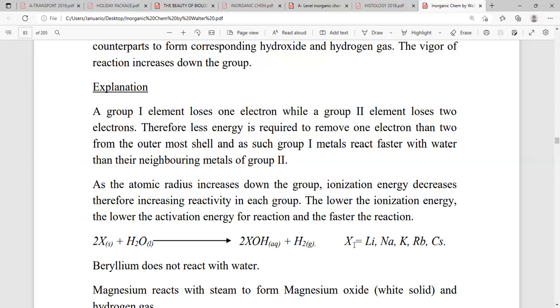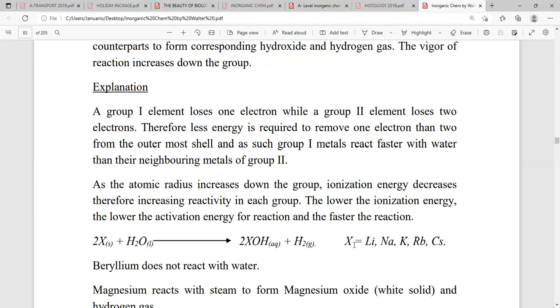As the atomic radius increases down the group, you expect the ionization energy to decrease, hence increasing reactivity in each group. As ionization energy decreases, that is the amount of energy required to remove an electron, it means an electron can be more easily removed from the outermost quantum shell. So what does it tell us? It tells us that the lower the ionization energy, the lower the activation energy for the reaction, and the faster the reaction takes place.